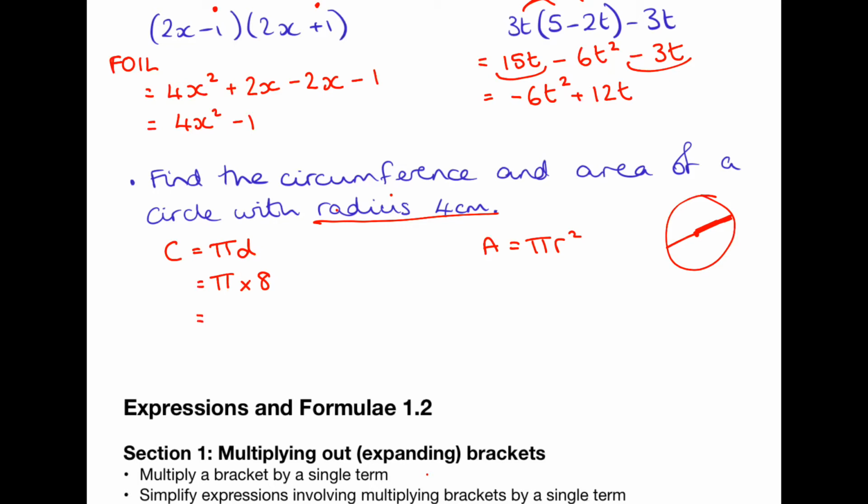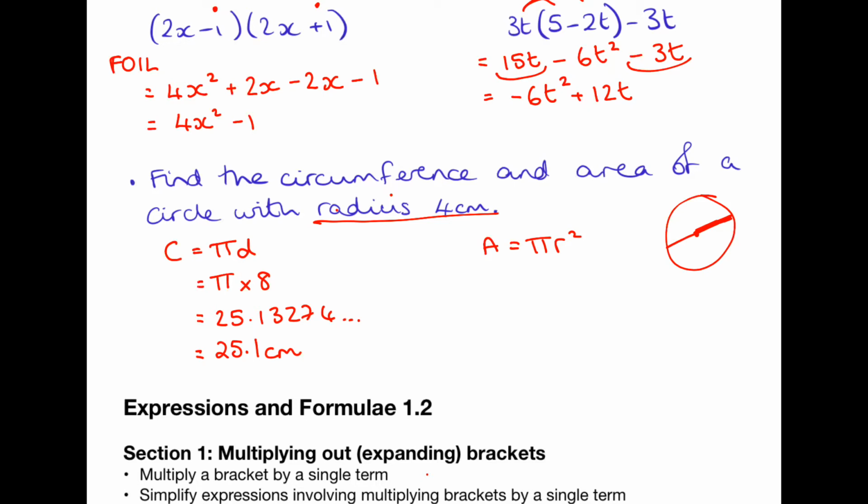So we just work out pi times 8 on the calculator. And that gives us lots of decimal places. So we get 25.13274 and more numbers. So we're going to round that to one decimal place. So that's going to give us 25.1, and circumference is a length, so it's centimetres.